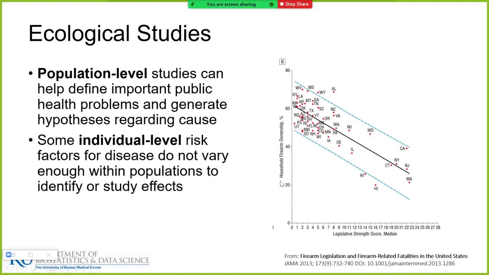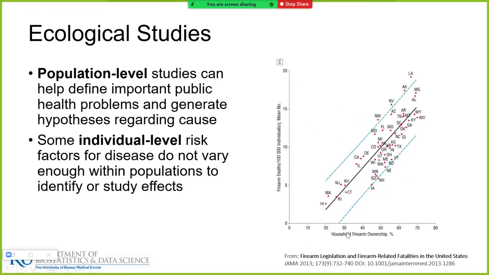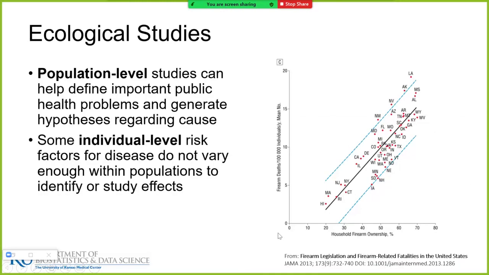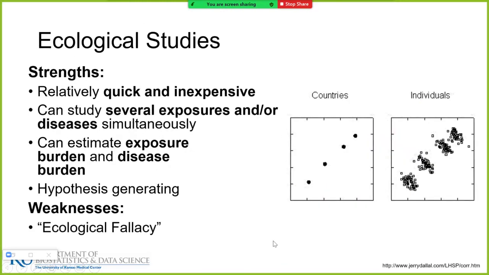So there could be some confounding here. When we look at household firearm ownership, it is positively associated with firearm deaths. So it could be an exposure: increased exposure results in increased risk. And so in ecological studies, they try to tease out some of these associations.